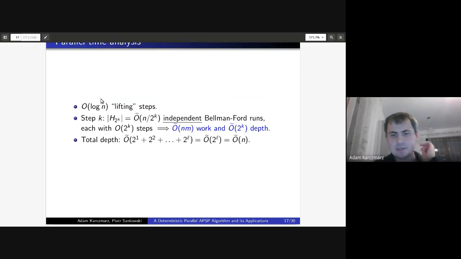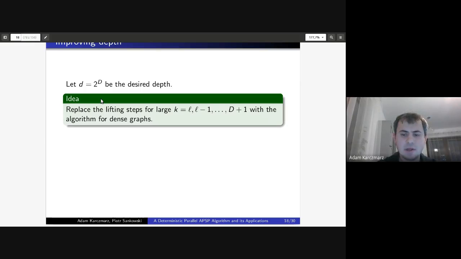So the depth is not better than the depth of Johnson at this point, but it is now easy to guess how to improve the depth. Let D be some desired depth that we want to achieve. The idea is to replace the steps with high depth, the final steps, which all operate on small hub sets, with the algorithm for dense graphs, which, as you may recall, had polylogarithmic depth in all cases.